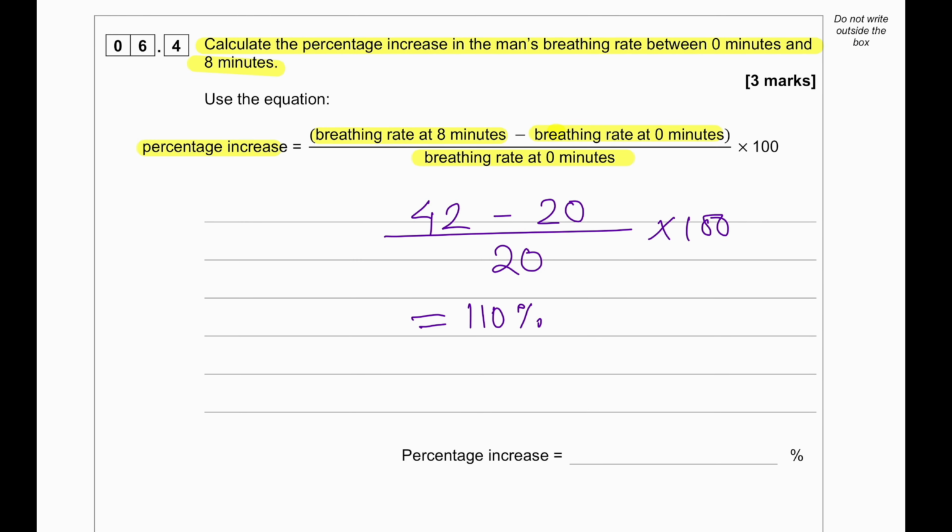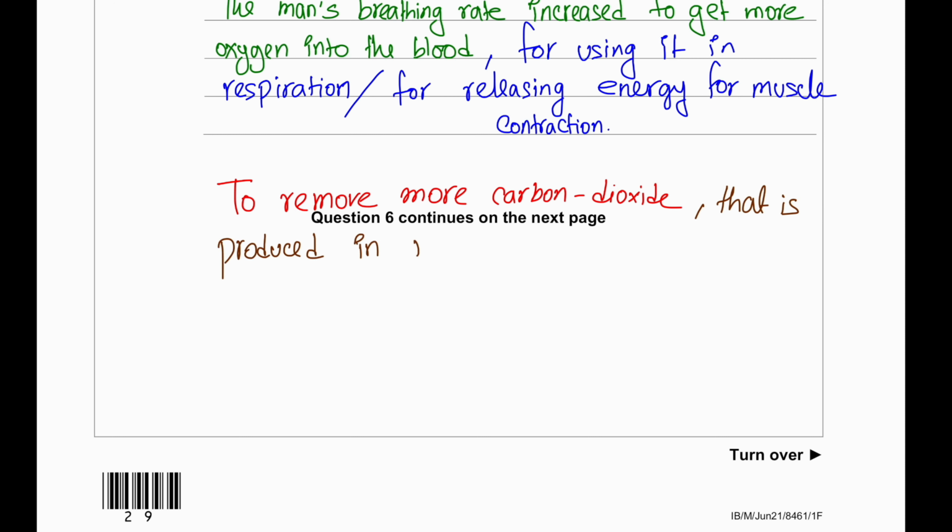Explain why the man's breathing rate increased when he was running. The man's breathing rate increased when he was running to get more oxygen into the blood. The oxygen will be used for respiration, for releasing energy during muscle contraction. We can also say a different category of answer: the increase in breathing was to remove the carbon dioxide which was produced during respiration.